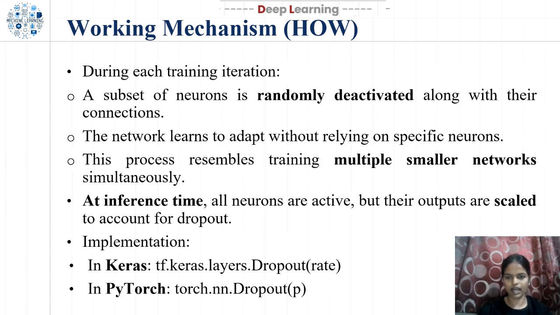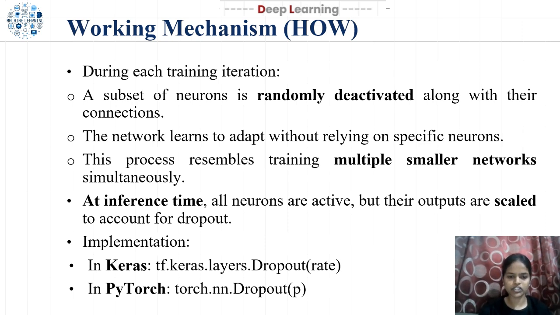During each training iteration, a subset of neurons from any layer is randomly deactivated along with their connections. The neurons that are going to be deactivated are randomly selected. The network learns to adapt without relying on specific neurons. Because of this random deactivation, the other neurons become independent and don't rely on the rest of the network. This process resembles training multiple smaller networks simultaneously. At inference time, all neurons are active, but their outputs are scaled to account for dropout.